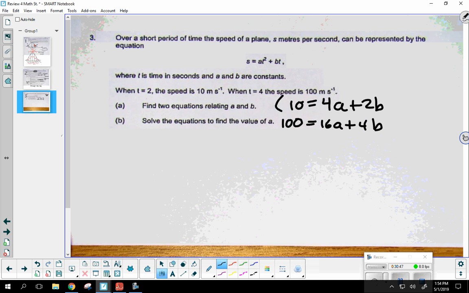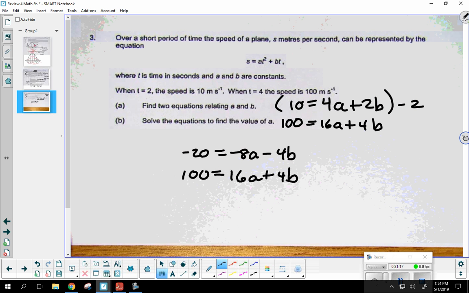Okay, so let's say here, what I would do is multiply through by -2. What I like to do is add the 2 equations so that the opposites cancel, but there's nothing saying that you couldn't subtract the equations. That's also going to give you the same thing. So that would be -20 is equal to -8a minus 4b. The second equation we didn't touch. 100 is equal to 16a plus 4b. Now we add them up. The b's are out. So it looks like what equals what?